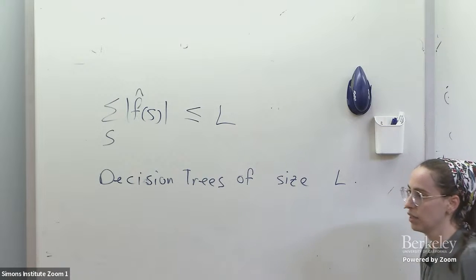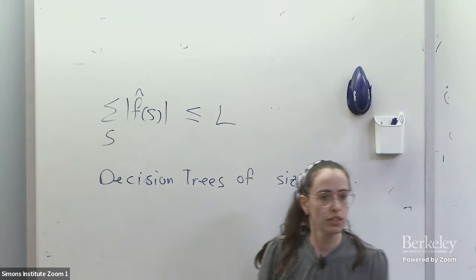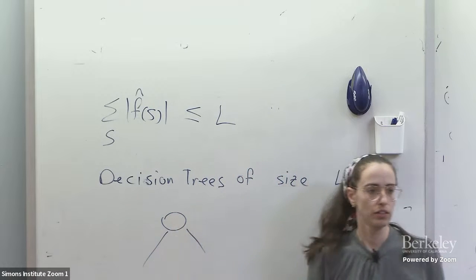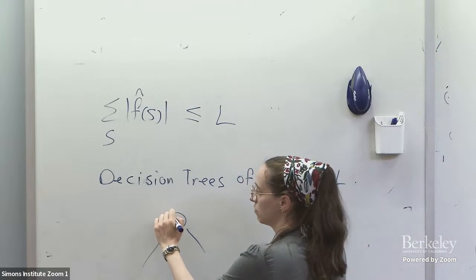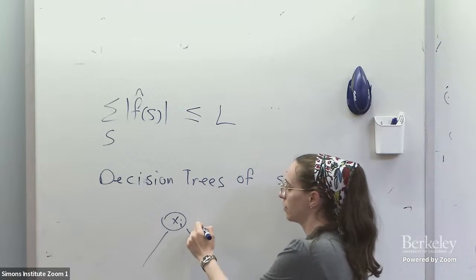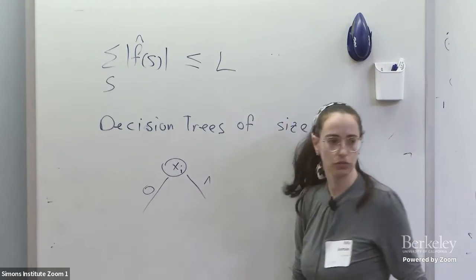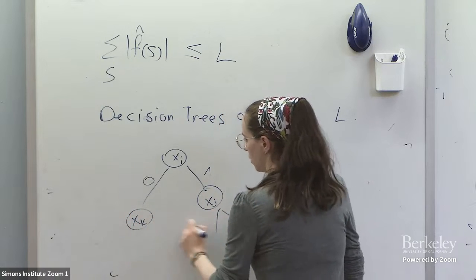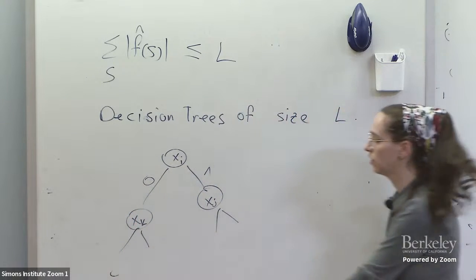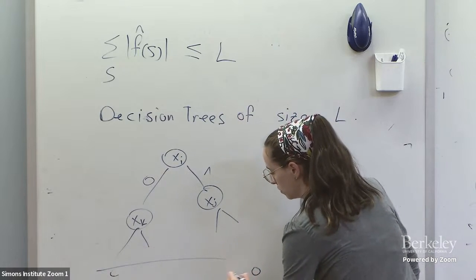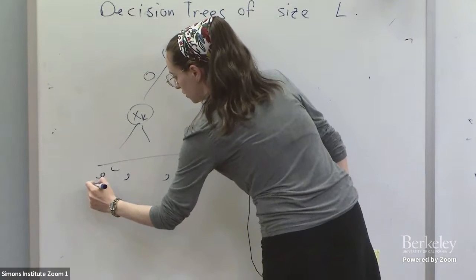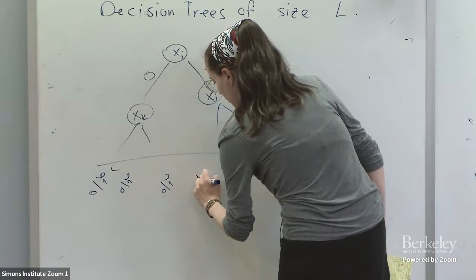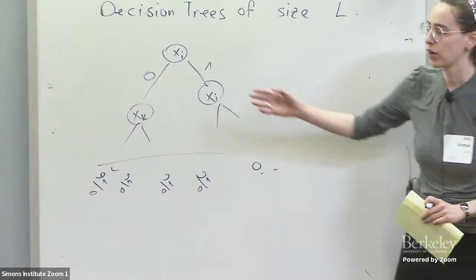For example, what is a decision tree? We have a tree where we can query one variable, let's say some xi. If it is 0, we go here. If it's 1, we go here. And then we can query other variables, and go there. And at the end, on the leaves, we have values. Let's say each leaf is either 0 or 1.